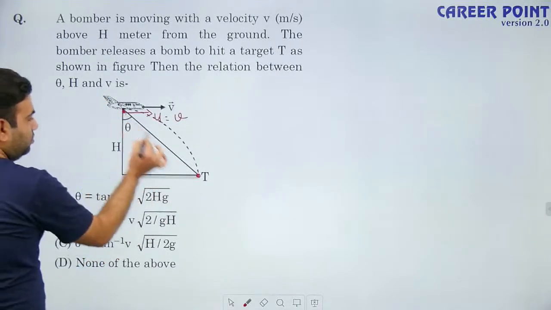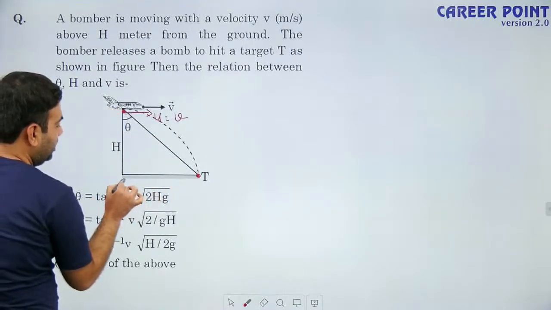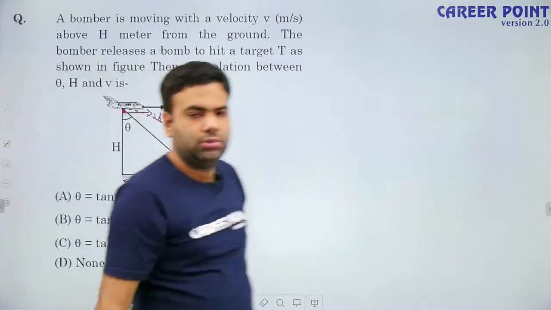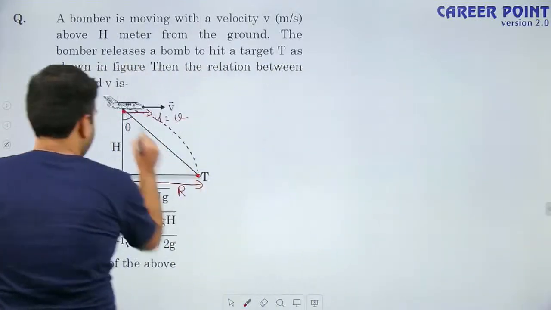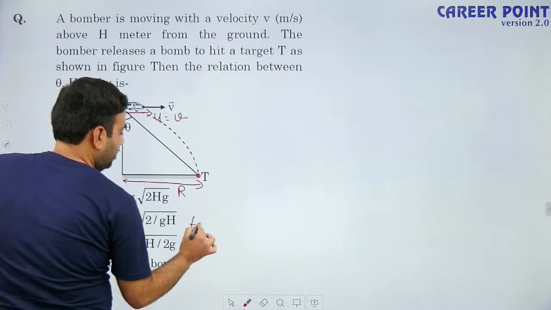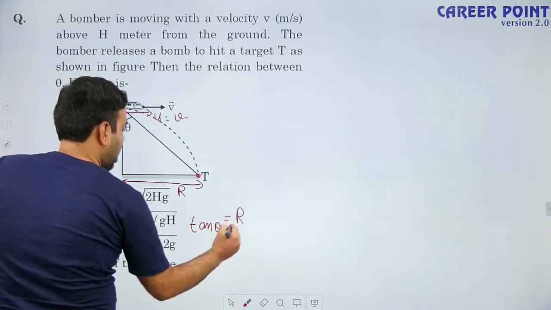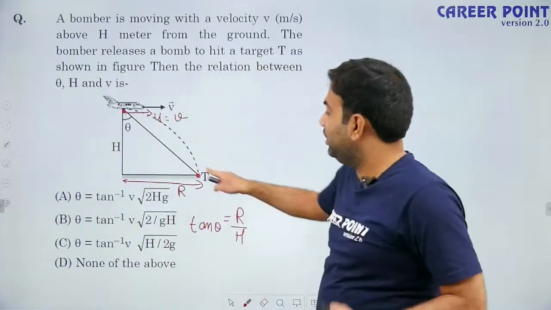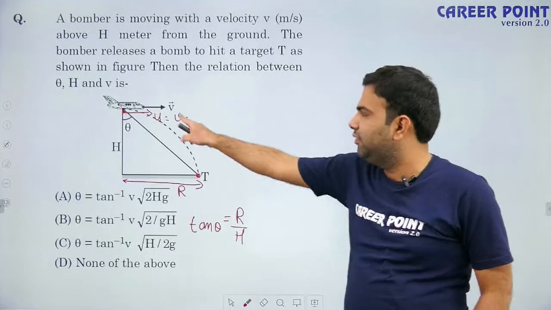If I observe this triangle, first of all, if this particle is hitting the ground at this point, that means this should be the horizontal range of the particle. How to calculate horizontal range? We will derive, don't worry. So look at this triangle. I can say tan theta, which is perpendicular by base, is equal to r by h. Okay, what is tan theta? Tan theta is r by h. I have the value of h. If I can calculate the value of r, I will get the relation among theta, h and v.